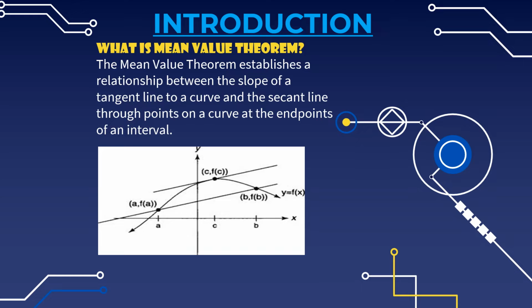Introduction. What is mean value theorem? The mean value theorem establishes a relationship between the slope of a tangent line to a curve and the secant line through points on a curve at the endpoints of an interval.